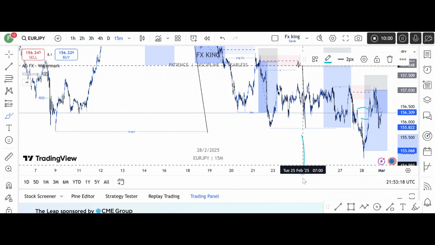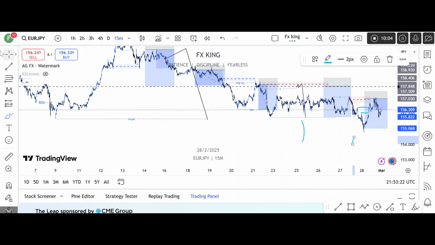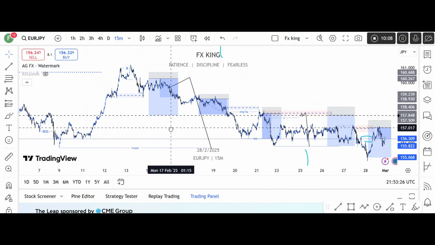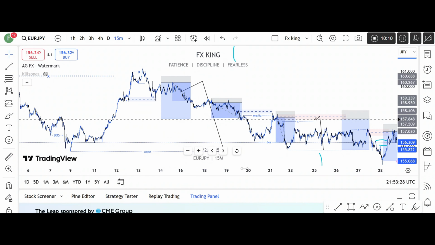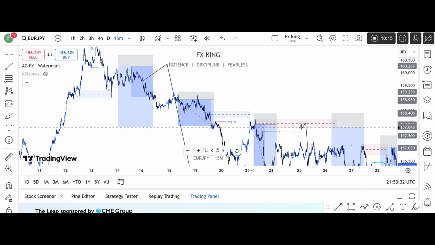Get your structure right and you are going to be just fine. Don't forget about the thousands of strategies you are being taught out there. If your strategy is not based on market structure, you are going to make a lot of mistakes in the market. So that's it.